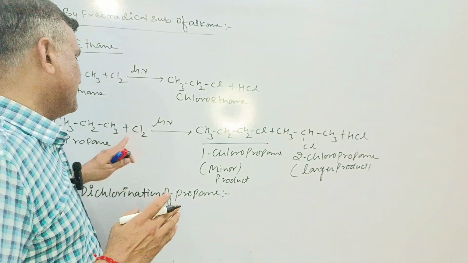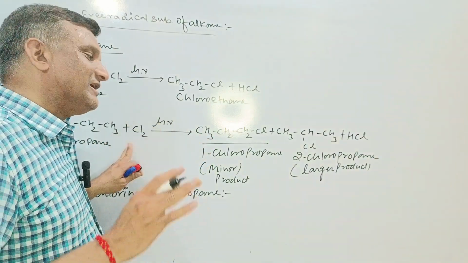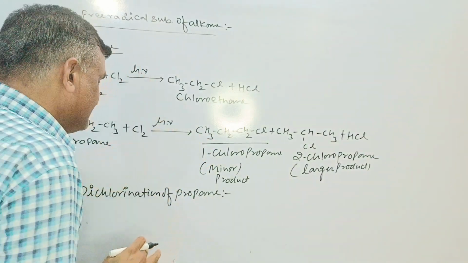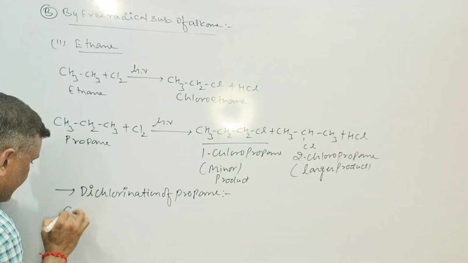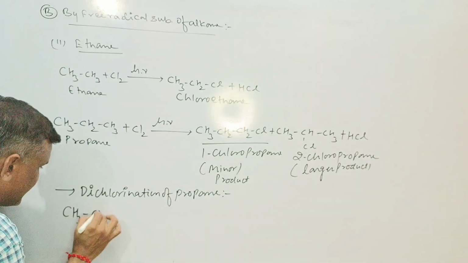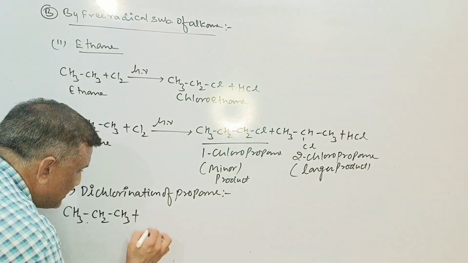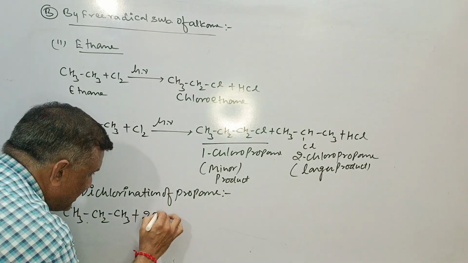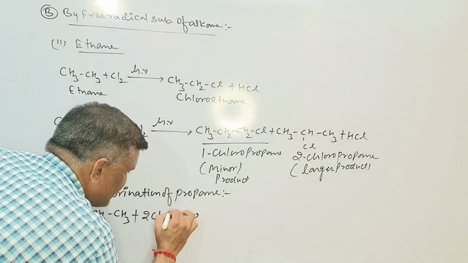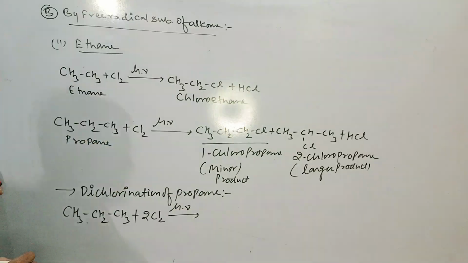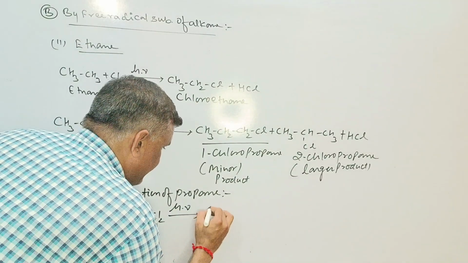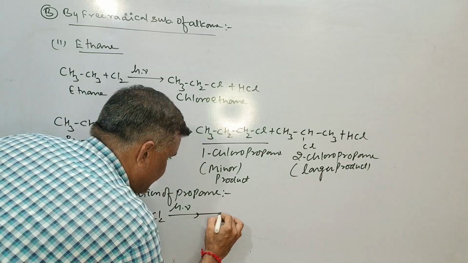This time, the question is not monochlorination of propane, but dichlorination. So what will be? This is propane, CH3 CH2 CH3. Here is the dichlorination, so 2 Cl2 in the presence of hν, a photochemical substitution reaction. So there will be formation of three possibilities.